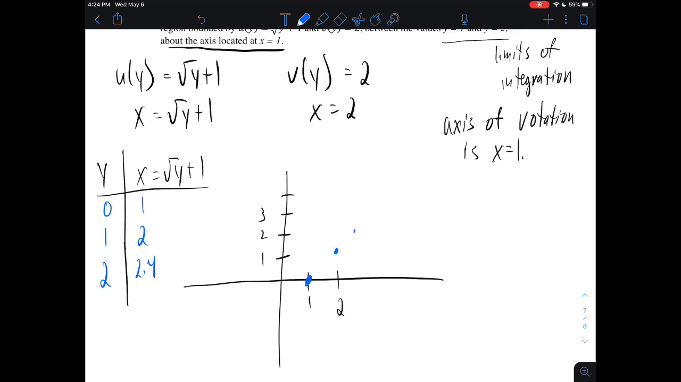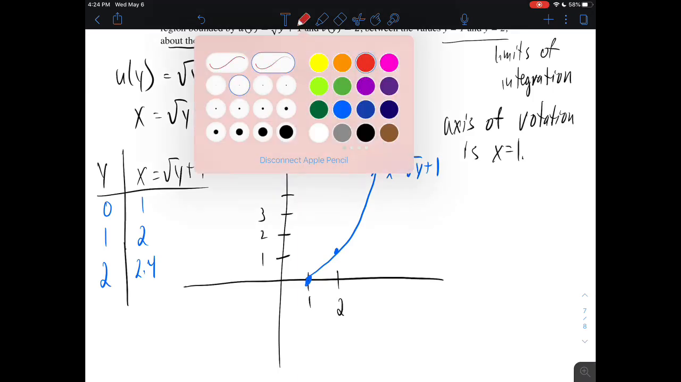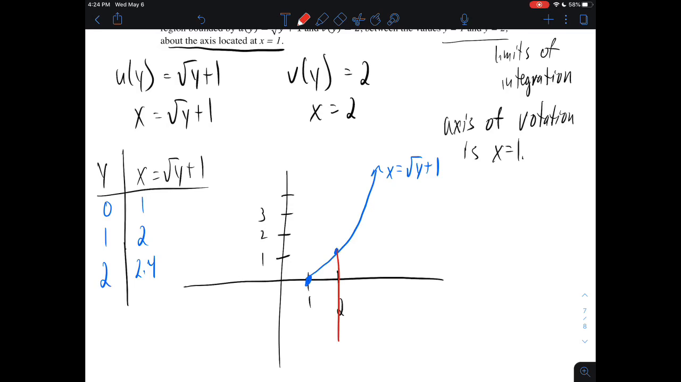So something like this. What you're really getting is just what sort of looks like a parabola in our, say, y equal x squared sense. But it's really just a square root function that is heading in the positive y direction. So that's x equal to the square root of y plus 1. And then x equal 2, that's just a vertical line. So this is x equal to 2. And then we have the axis of rotation is x equal to 1.